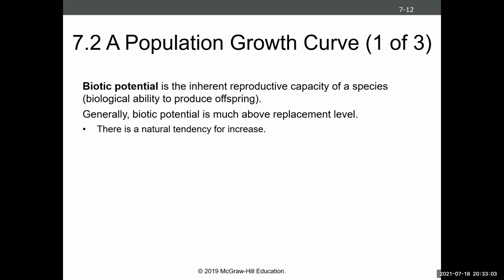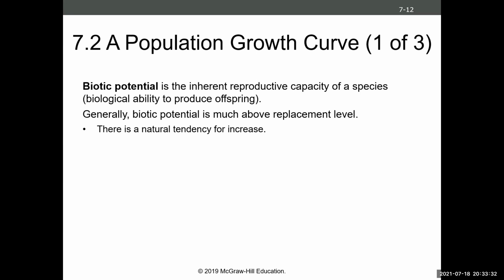And the biotic potential usually is much higher than replacement levels. Generally, species will produce more offspring than needed in order to replace themselves. This is due to mortality rates and that sort of thing. And so there's a natural tendency for populations to increase because of that.